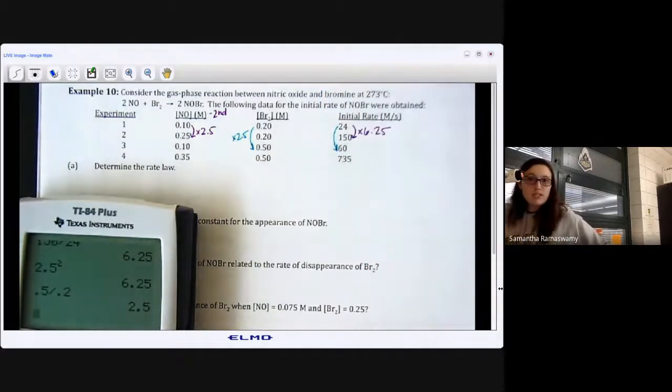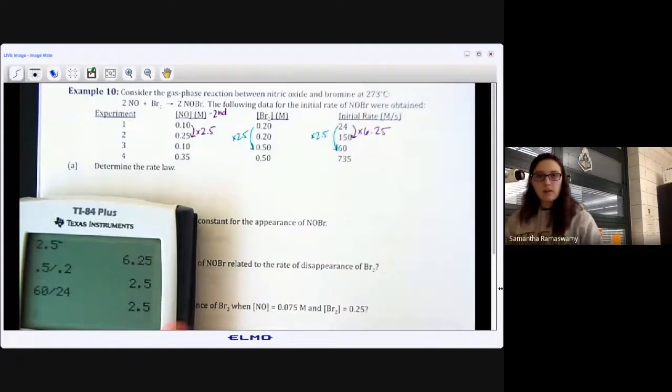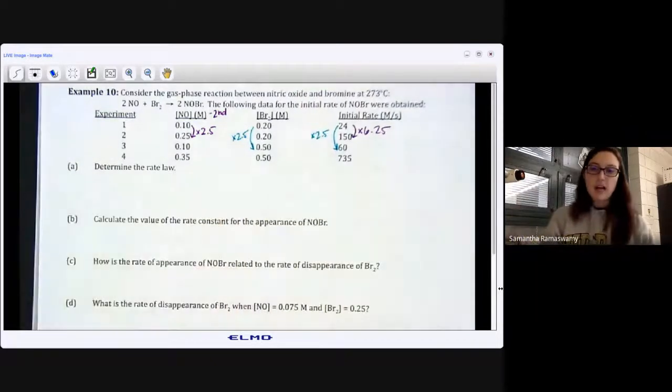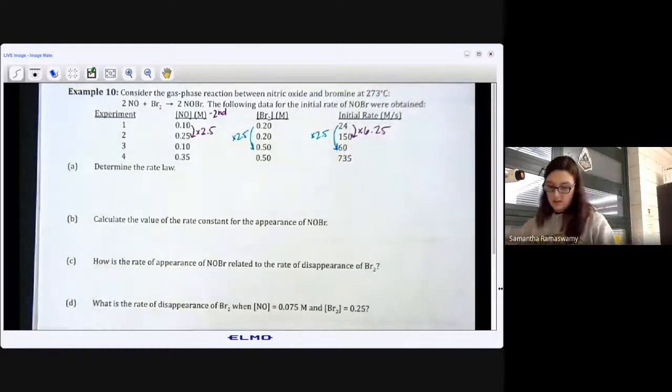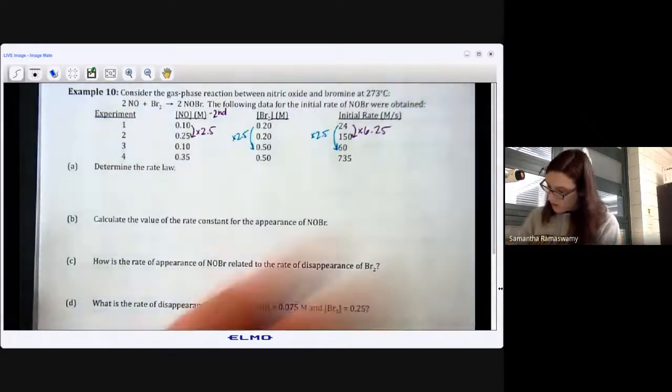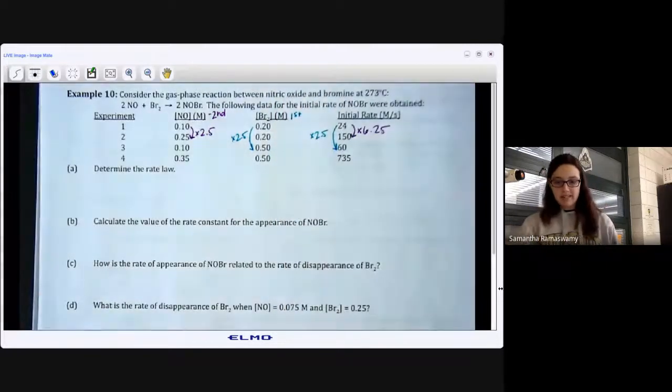So 24 to 60, right? I'm looking at experiment 1 to 3. 60 divided by 24 is 2.5. So whatever I do to Br2, I'm doing the same thing to the rate. That tells me that Br2 is a first order reactant.